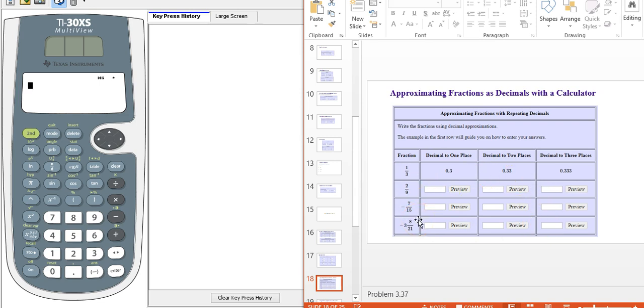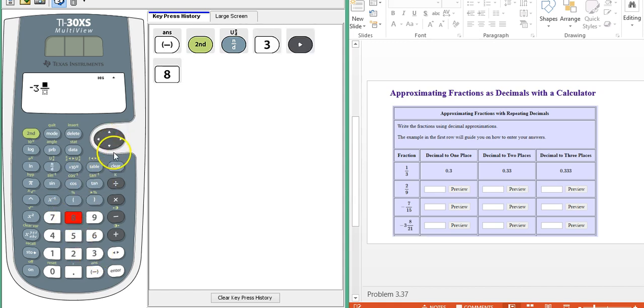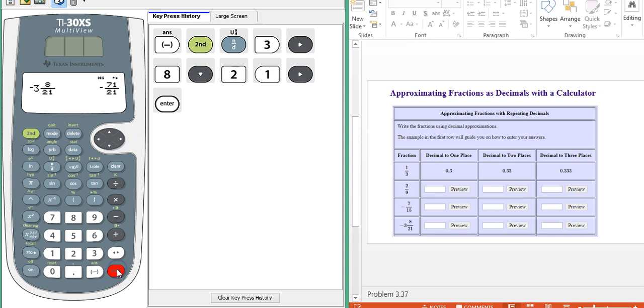Approximating decimals on your calculator, or fractions as decimals. We can just do division, and we did this on a plain old calculator. Okay, let's look at the hardest one. So -3 and 8 over 21. First I have to hit the negative symbol first. Now I'm going to hit mixed number, 3, and we have 8 over 21. Now I'm just going to hit enter, and it gave me an improper fraction.